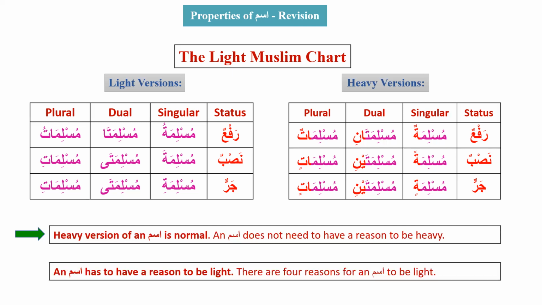But when ism is light, then we need to worry about it. We need to know why it is light. We don't need to have a reason for being normal. Normal is normal. But when an ism is light, it is not normal. And therefore, we need to know the reason behind it. An ism can be light for 4 reasons. There could be one of 4 reasons for an ism to be light. In our class, we have discussed so far one of them.